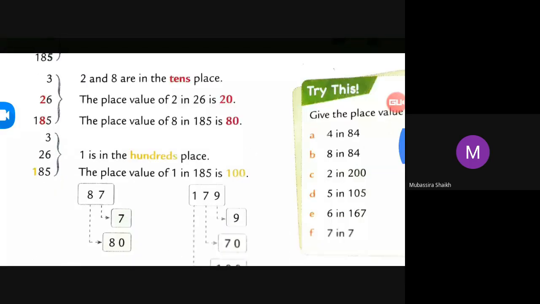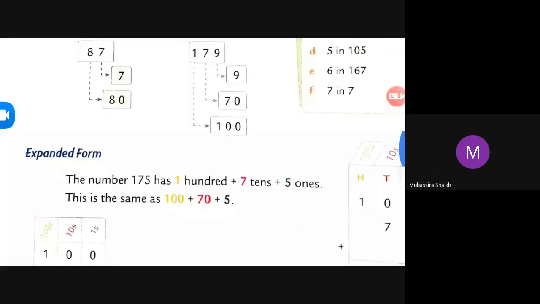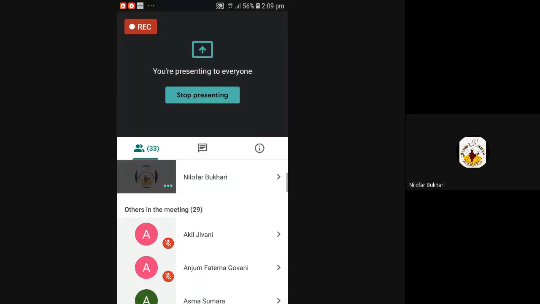See this, and here is expanded form. Hope you remember what expanded form is. Here is the example of expanded form, 175. So you have to write down 1 and the spelling of 100.